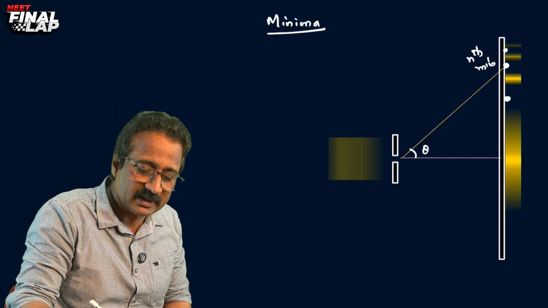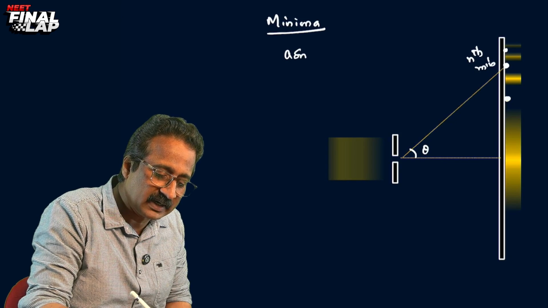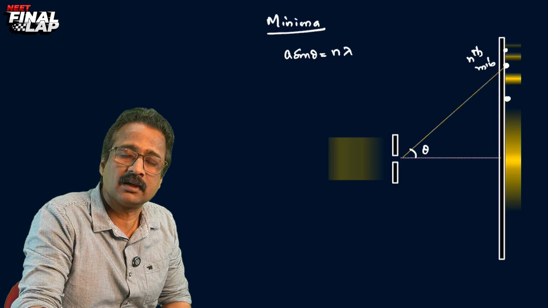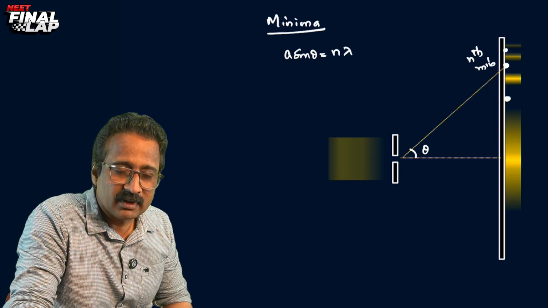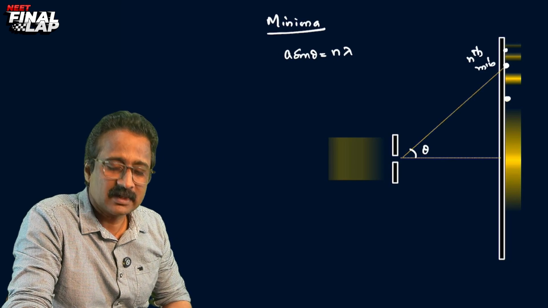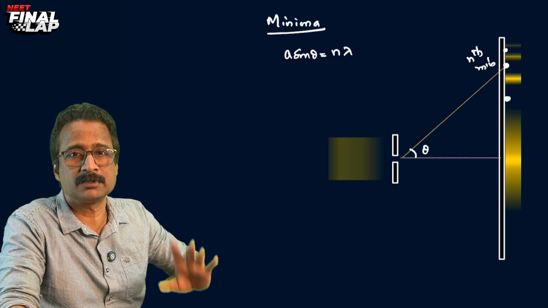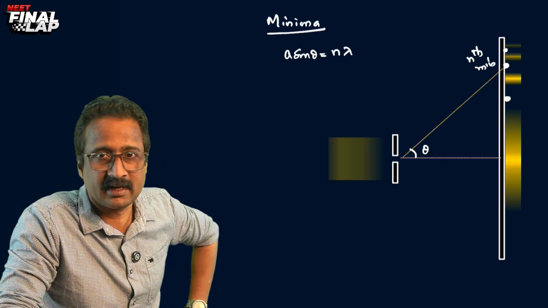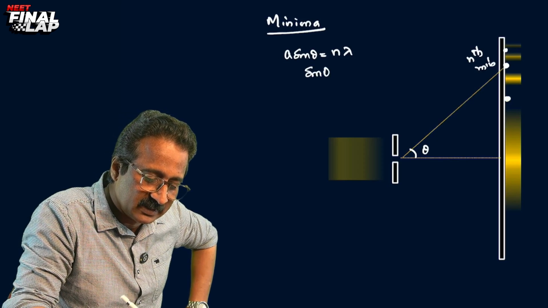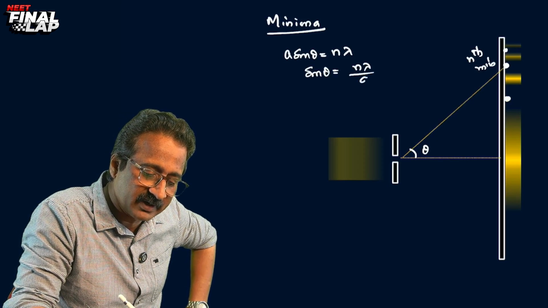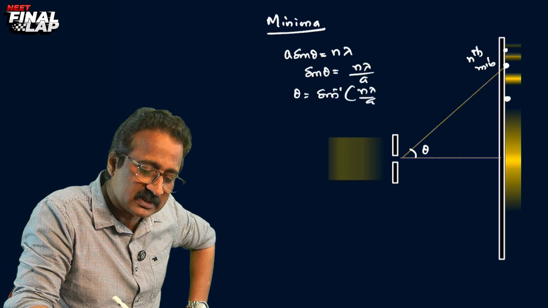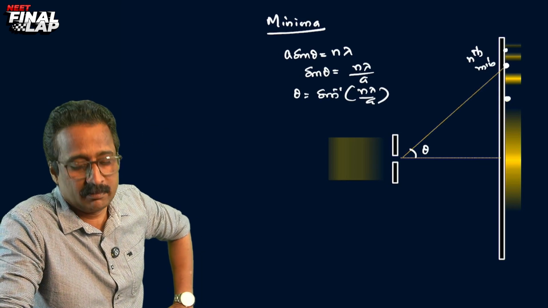If it is the nth minimum, at what angle will it be? To find that, you can remember this equation. That position is given by a sin theta equal to n lambda. If it is the second minimum, a sin theta is 2 lambda. If it is the seventh minimum, a sin theta is 7 lambda. That's how we determine the angular position of the nth minimum. Using this equation, you can find the angular position as well, because if a sin theta is n lambda, then sin theta is n lambda divided by a, or theta is equal to sin inverse of n lambda divided by a. That's how we find the angular position of a minimum.